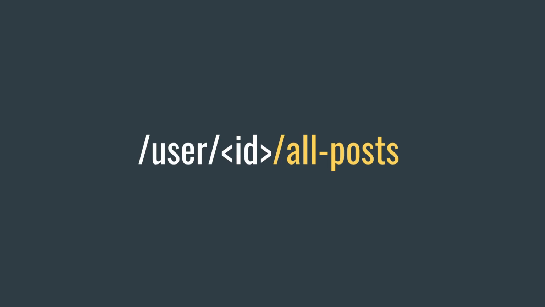So maybe, for example, we say user/id/all posts, and then we get the direct posts or the data that we need for a screen. And then maybe you would make a route per screen, and you would basically have the exact fields and stuff that you would need for a single screen. And this actually will work pretty well for small applications.